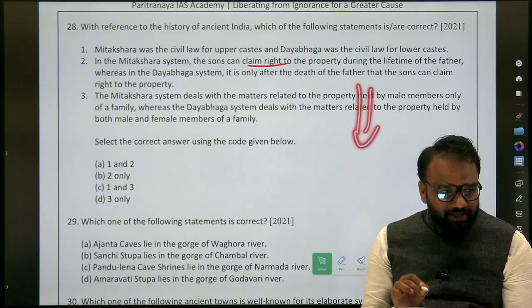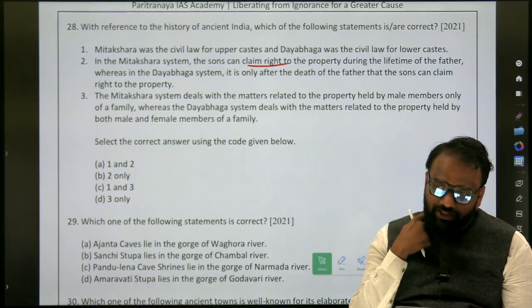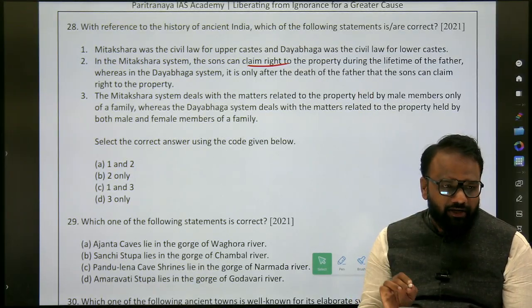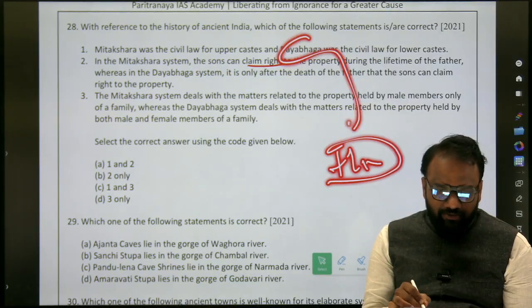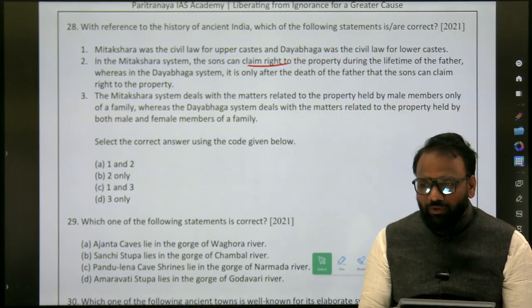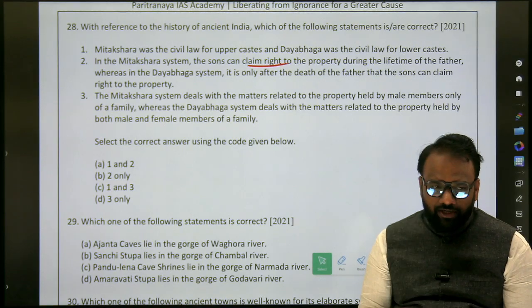Now here, under this context, one important law which comes to my mind is the Hindu Succession Act. So the Hindu Succession Act is associated with what? Mitakshara and Dayabhaga systems. You can just go through it. Hindu Succession Act.